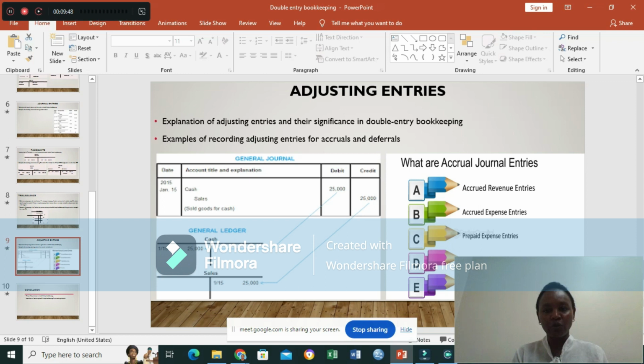So in this example that you can see here, the first thing is to post this entry in a general journal. The second thing is to transfer that amount in the general ledger. And the third thing is to transfer that amount from the general ledger to the trial balance. So you see this one, we sold some goods which were worth 25,000. We debited our cash and we credited our sales. In our general ledger, we opened an individual account for each account, which is cash account and sales account. We debited our cash and we credited our sales.